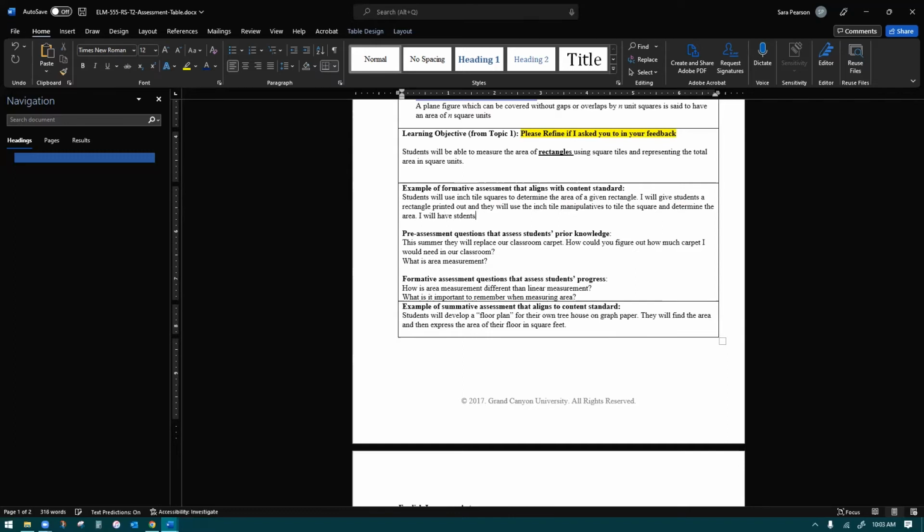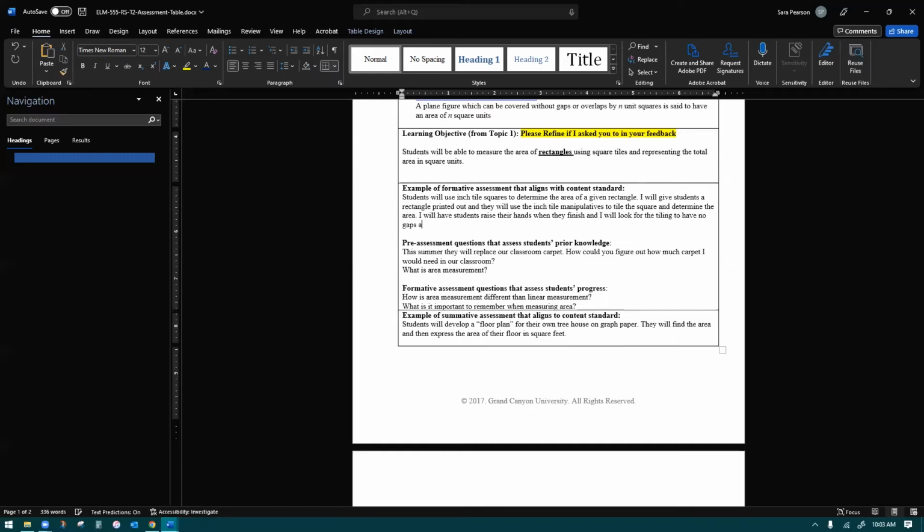I will have students raise their hands when they finish, and I will look for the tiling to have no gaps and overlaps, and the area written in square units. So those are my two criteria I'm looking for, and that will help me and you both see exactly how I'm going to formatively assess students.